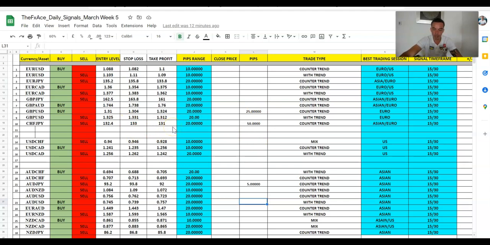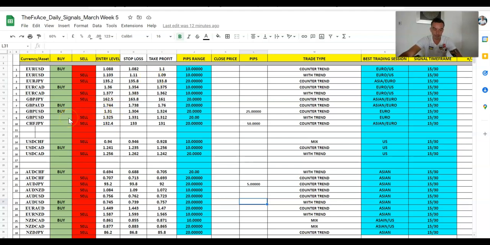Okay, the way it works is, this is the entry level, and what we actually do is start looking for signals in this pip range before it hits that area. So the level on the Swiss franc Japanese yen was sell at 132.4. We can start looking to sell at 132.2, and any signal that happens above 132.4 we can enter, no matter where it is. As long as it is above 132.4, we can trigger it.